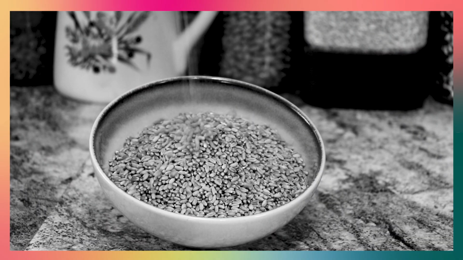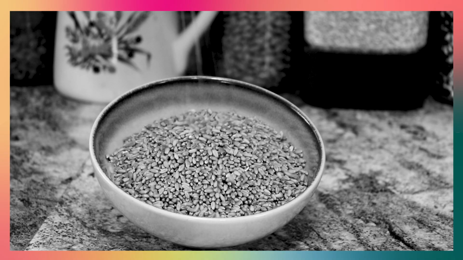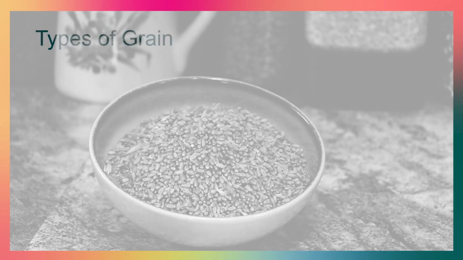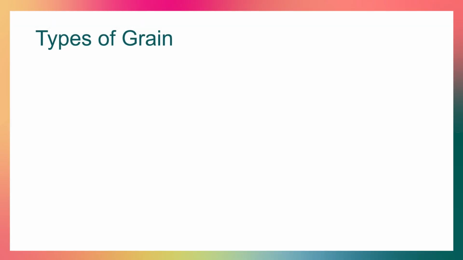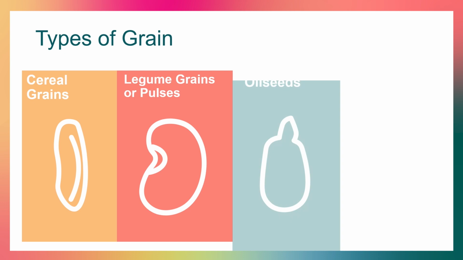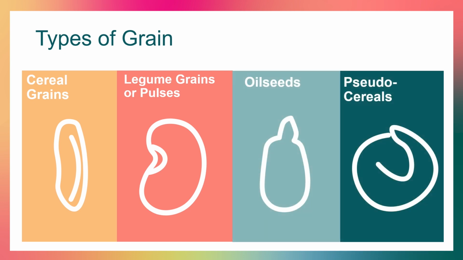So wheat is an obvious example of a grain, but not all grains look the same. In fact, there are 4 main categories of grain: cereal grains, legume grains, which are also called pulses, oil seeds, and pseudocereals. Let's take a look at each one.